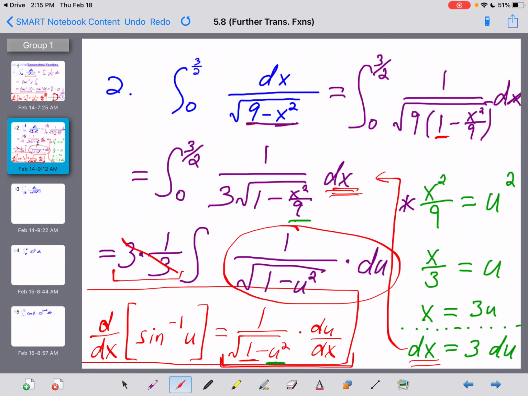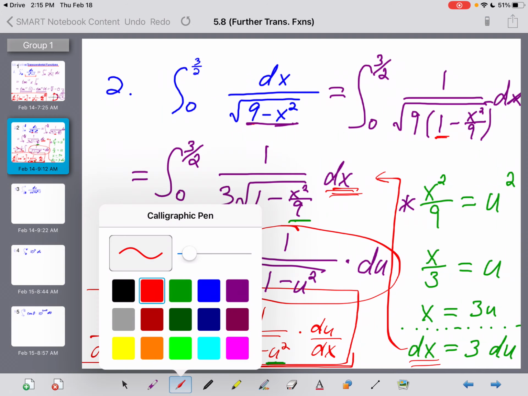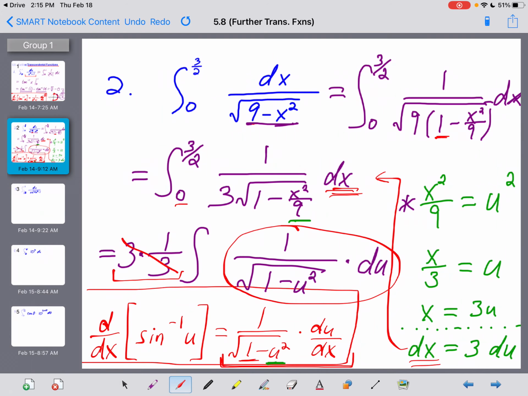Now there's only one thing I have forgotten before I move on, and I'm sure some of you did not forget: the limits of integration. 0 and 3/2 were the lowest and highest values of x in this interval. We are now going to change them into the lowest and highest values of u, and the easiest way to do that would be to look at this little equation right over here. Take your x value, divide it by 3, and that gets you your u value.